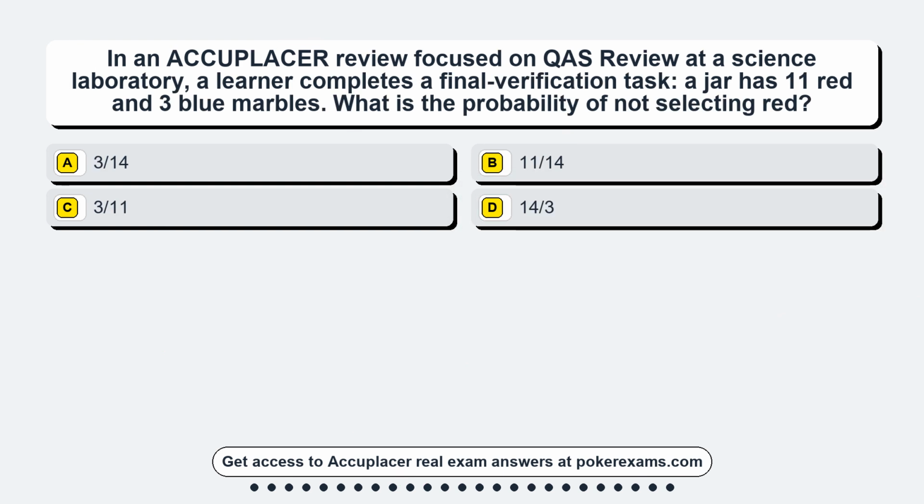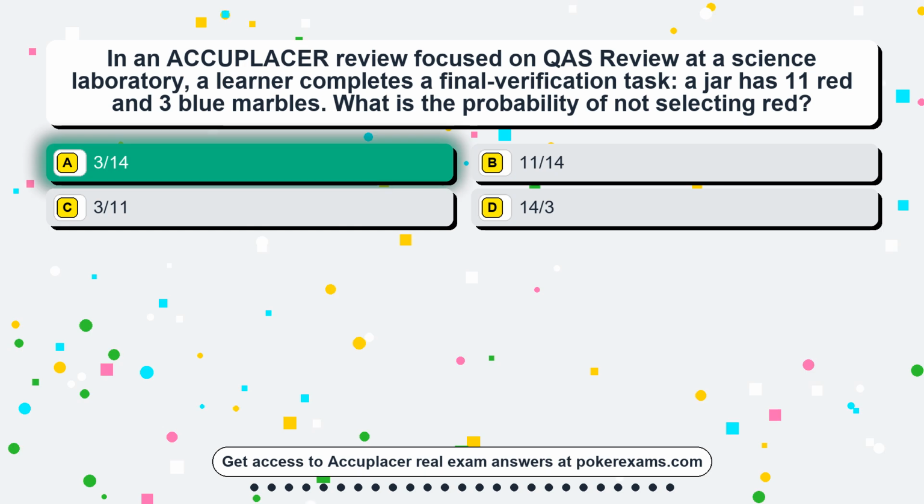Question 10. In an ACCUPLACER review focused on QAS review at a science laboratory, a learner completes a final-verification task. A jar has 11 red and 3 blue marbles. What is the probability of not selecting red? Option A, 3/14. Option B, 11/14. Option C, 3/11. Option D, 14/3. The correct answer is option A, 3/14.